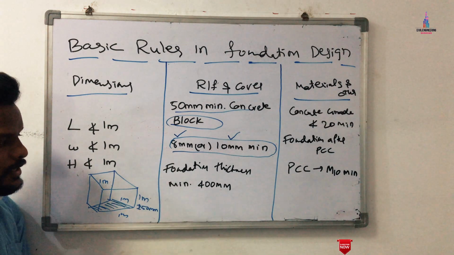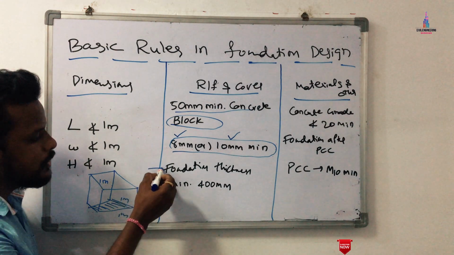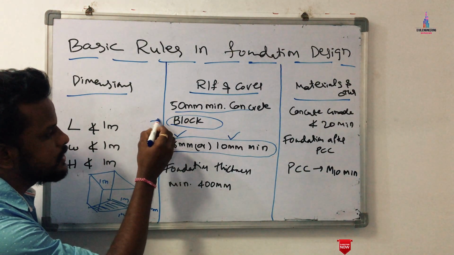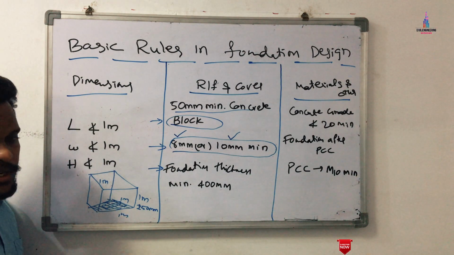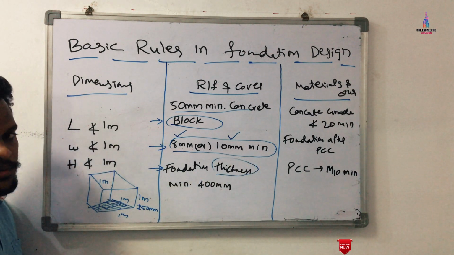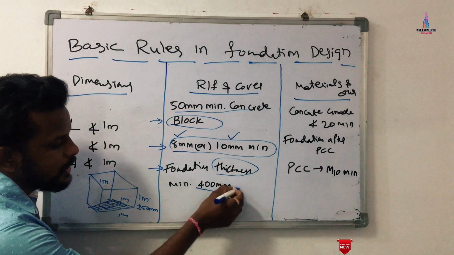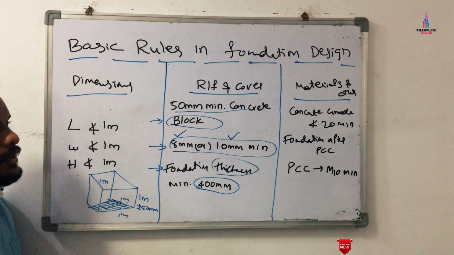The third point is a foundation thickness of minimum 400 mm. We need to keep this in mind before designing the foundation section. After laying the cover PCC, we need to insert a foundation thickness block. This is a concrete block of approximately 400 mm thickness. So this is the third point under the reinforcement section.